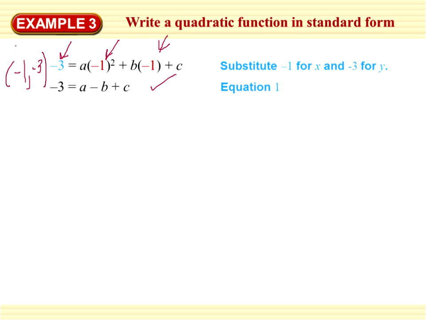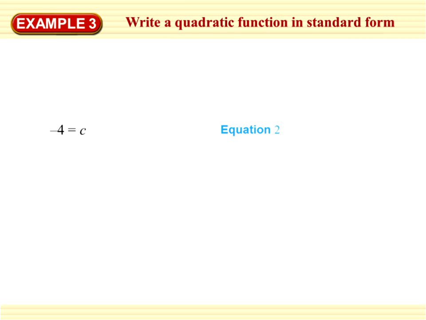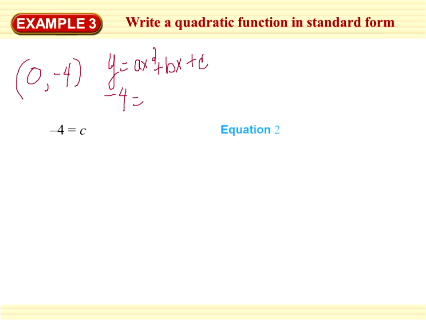Next, on to our second point. And the second point was 0, comma, -4. Now think about this. If we put this in our standard form, y is equal to ax squared plus bx plus c. Well, everywhere we see an x, we let it be 0, and everywhere we see a y, we let it be -4. So this is -4 is equal to 0 squared plus 0 plus c. And that is how we get -4 is equal to c. So we have 2 equations right now.